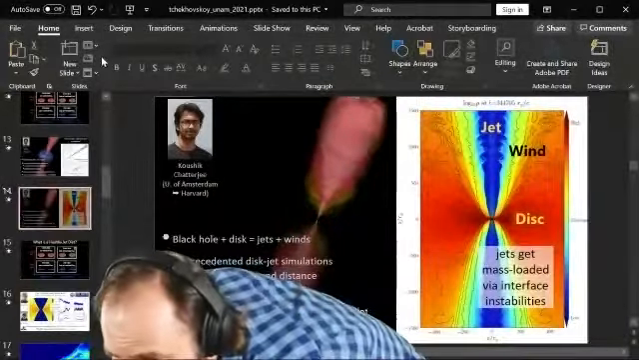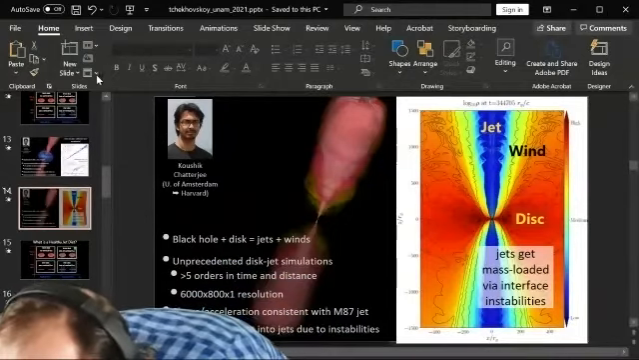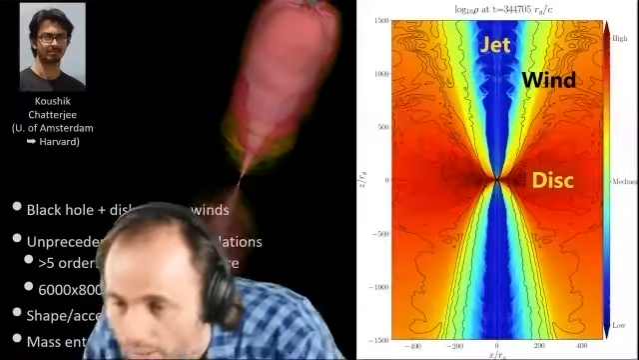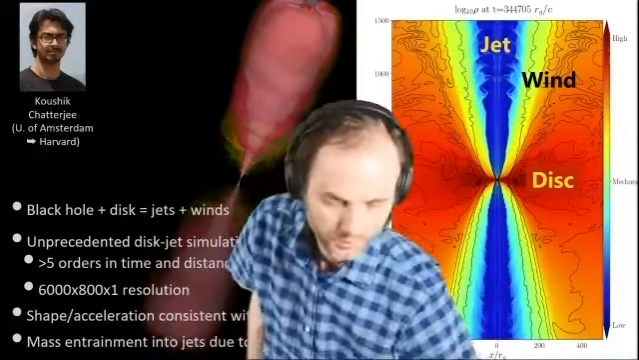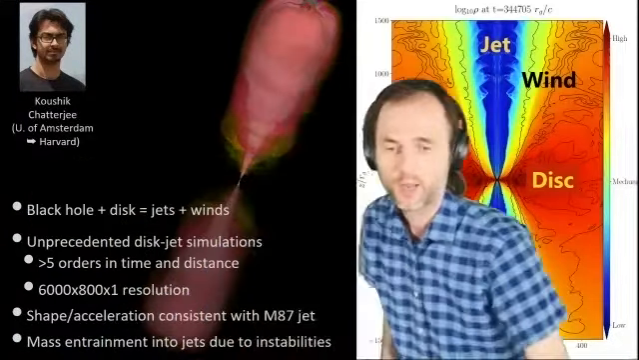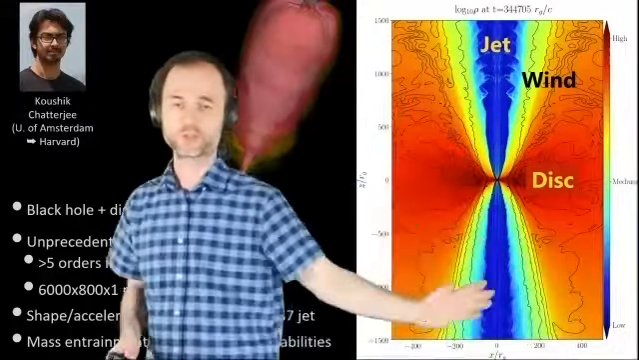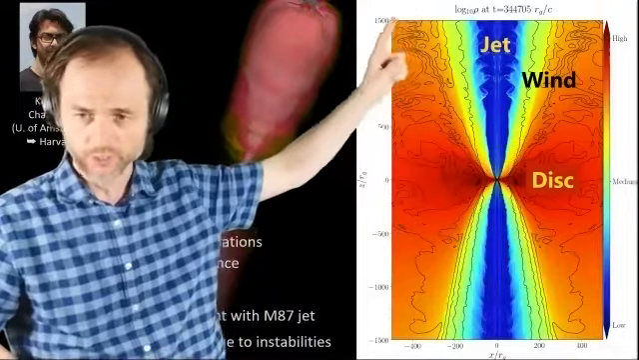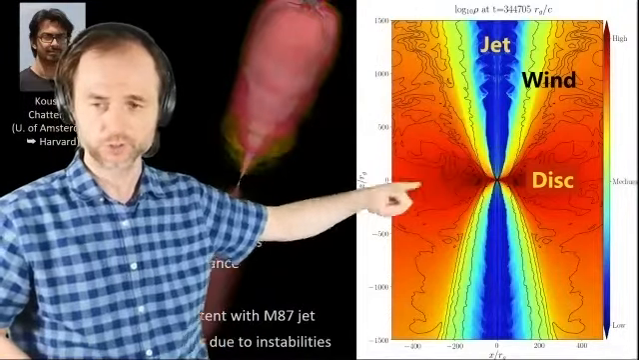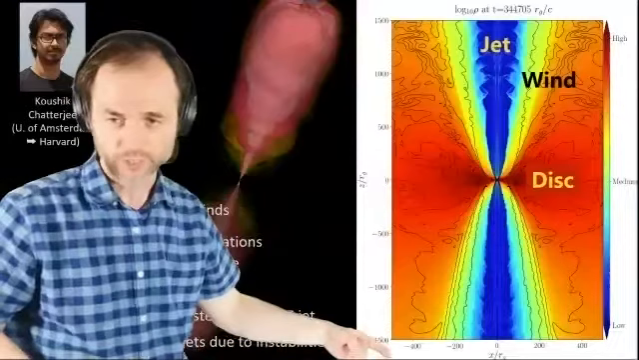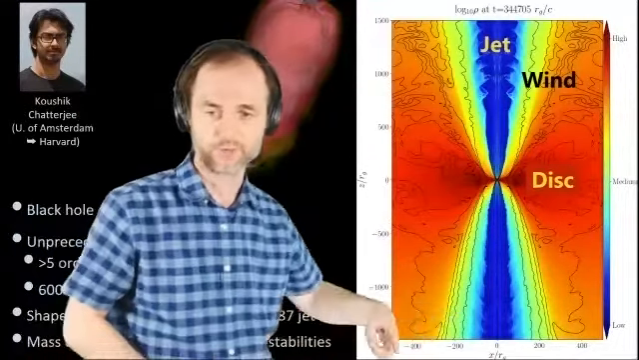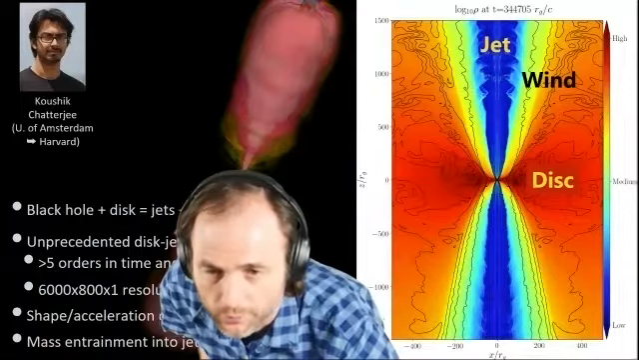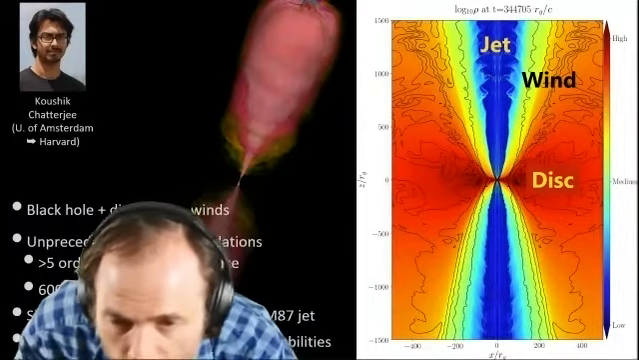Yeah, I think I might, if I figure out how to unhide this slide, yeah. Okay, so this is a vertical slice through the system. This is 1500 gravitational radii. This is 0, so this is the equatorial plane. And this is about minus 500, this is 500. Okay. So I'm going to play this movie. See if I can figure out how to play this movie.